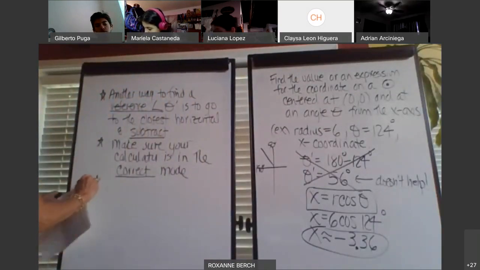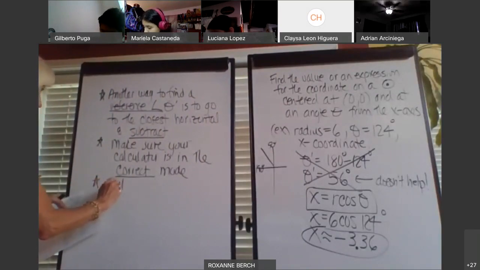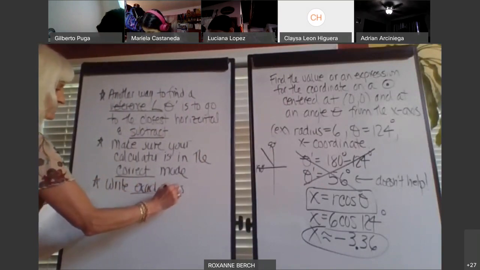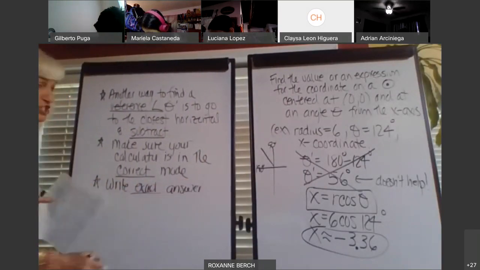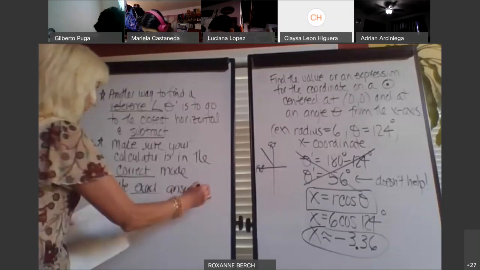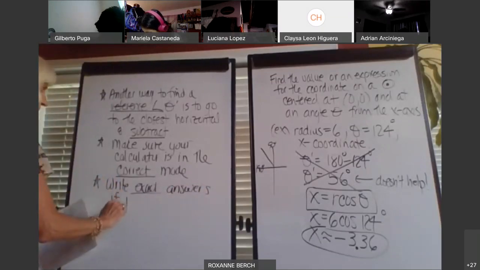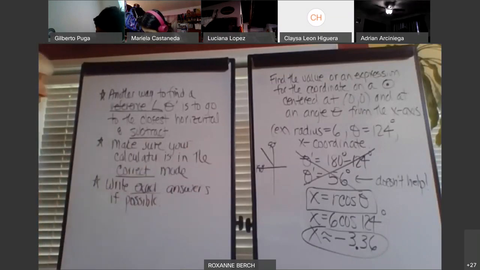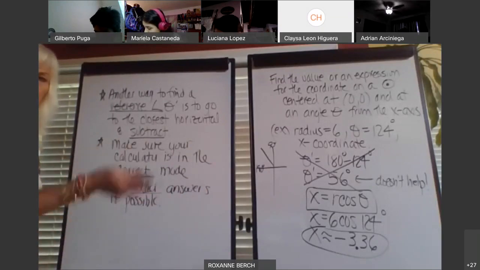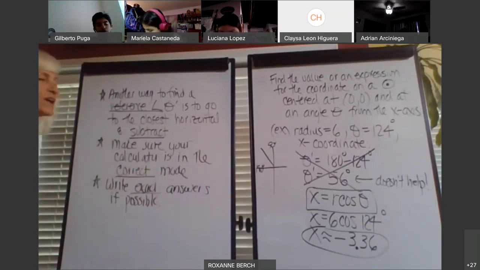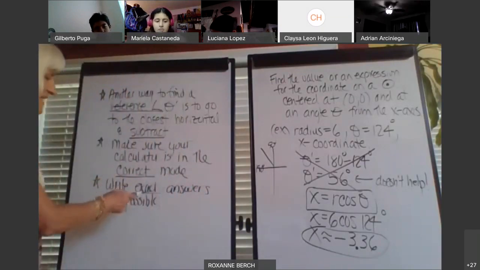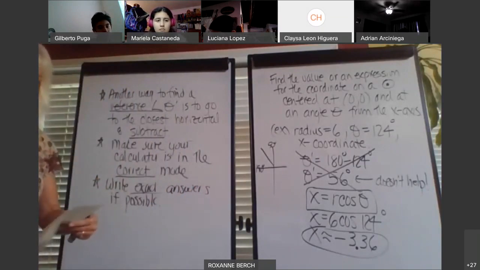And then here's the last thing I said. Write exact answers. In other words, don't use a calculator if possible. Now, in this problem it's impossible. So now I'm telling you that if you can do something by hand, don't use the calculator, because in pre-cal, you're going to have to show the work. And so write exact answers if possible.